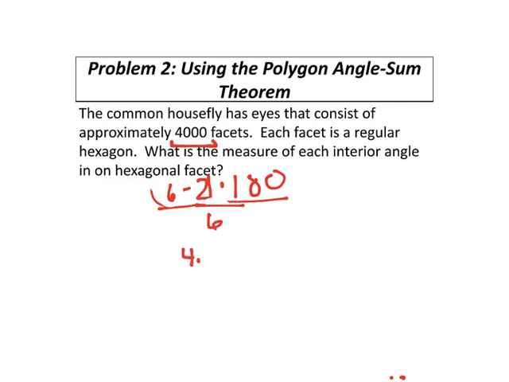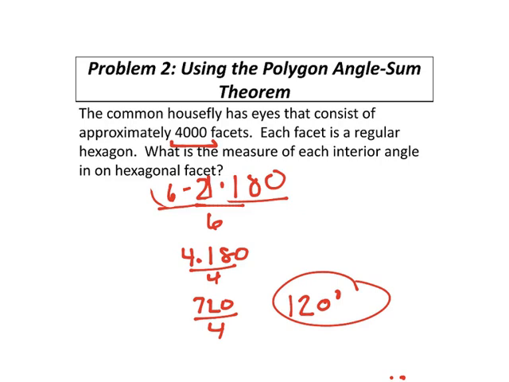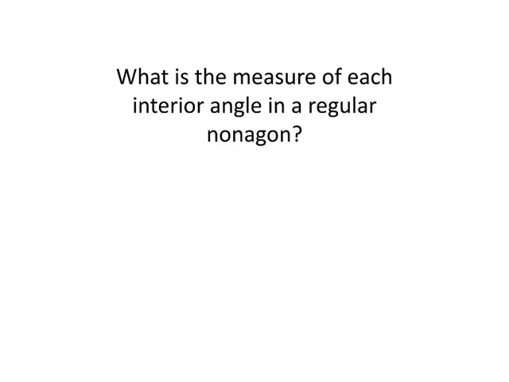So 4 times 180 divided by 6, 720 divided by 6. That should give us 120 degrees. That's how many degrees are in each hexagon. And now here's the cool thing. That's any regular hexagon. They're all going to be 120 degrees.